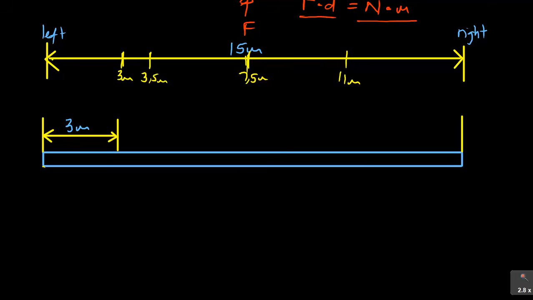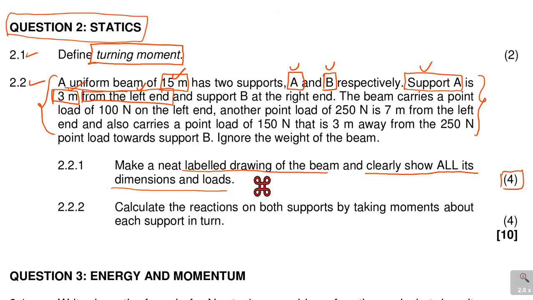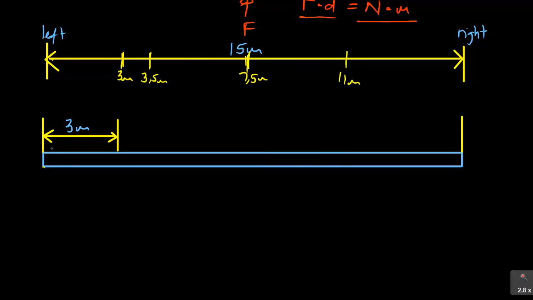So they are saying here, a uniform beam 15 meters has two supports, A and B respectively. Support A is 3 meters from the left end. So that is what they were saying here. So this is my left end, it is 3 meters, and here expect me to have support A just above that 3 meters. So that is my support A there.